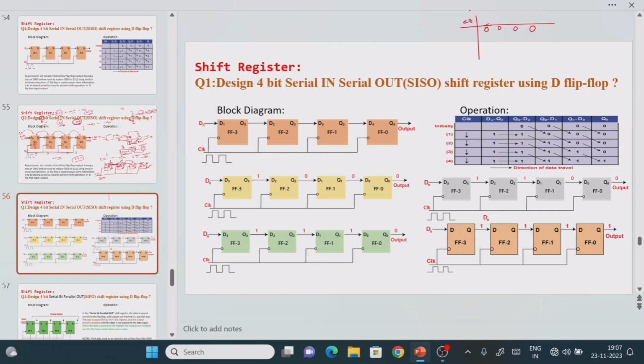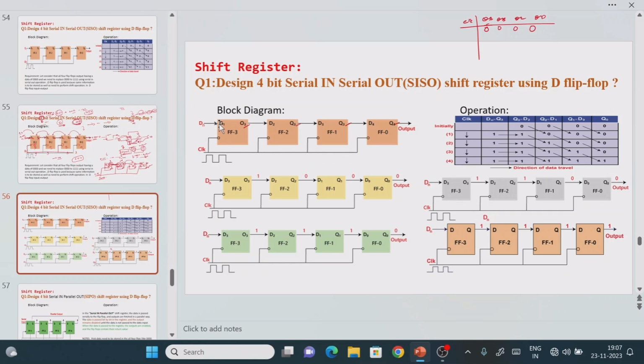Let this be the A flip-flop, B flip-flop, C, D. It means I'm going to take QA, QB, QC, QD. Or you can consider Q3, Q2, Q1, Q0, that is your wish, right? So here they have considered D3, Q3, D2, Q2, whatever it may be, the naming convention can be anything. Otherwise you can consider only D and Q, that is up to you, right?